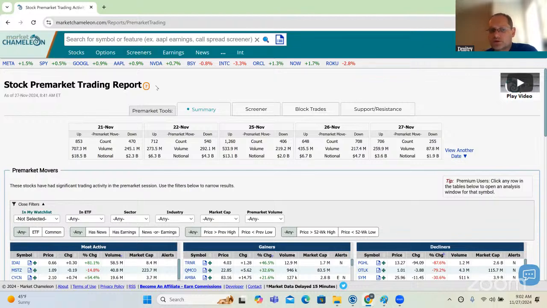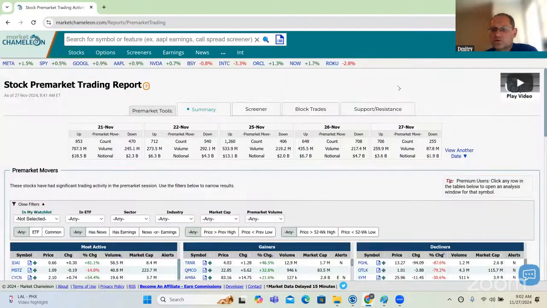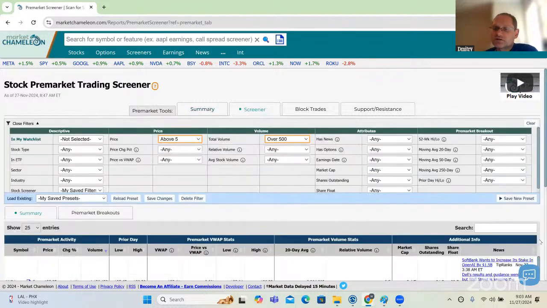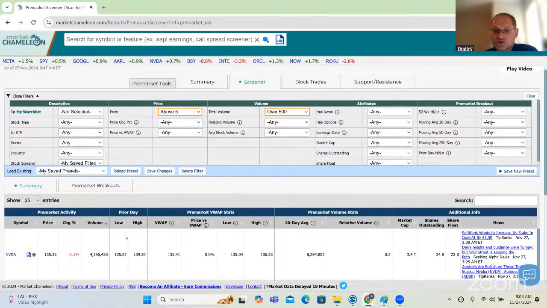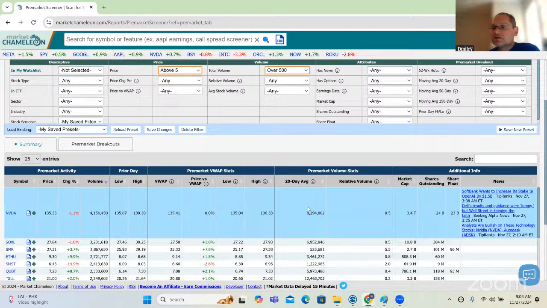We were on this pre-market report. So under stocks, go to the pre-market trading. You will come to this page, and then we have these tabs up top. So there, we have a summary page. Then yesterday we discussed this screener, which allows us to use filters to screen out certain activity in the pre-market.